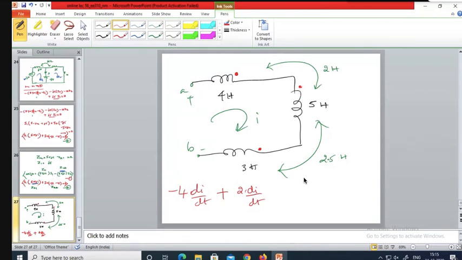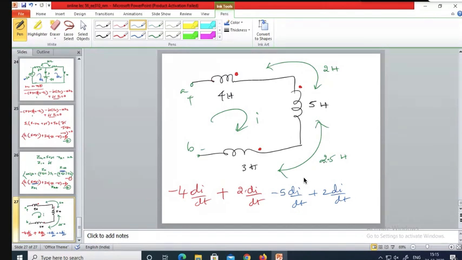Next, coming back to the coil of 5 Henry, it is minus 5 times di by dt. And for the mutual term between this and this, again it is plus 2 times di by dt because of this mutual inductance.